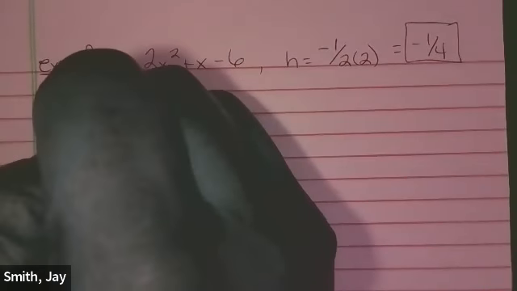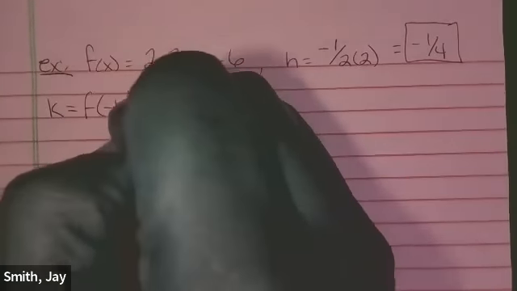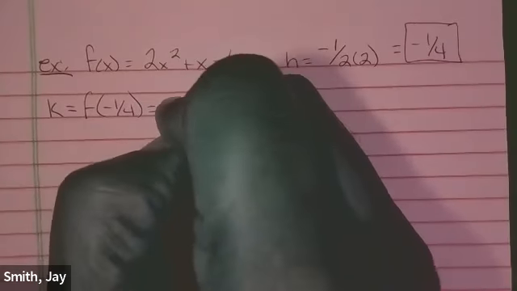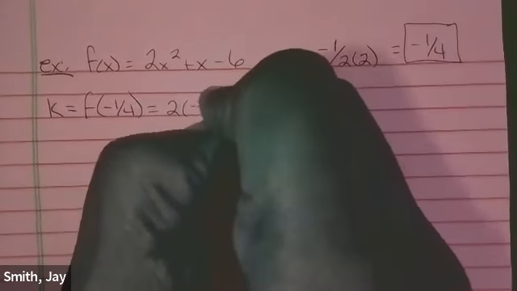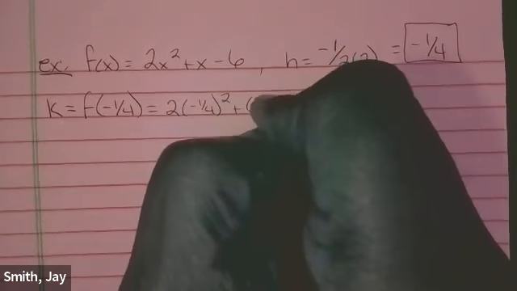I have to find my k, or the y coordinate. That'll be f of -1/4, or we'll have 2 times -1/4 squared plus -1/4 minus 6.